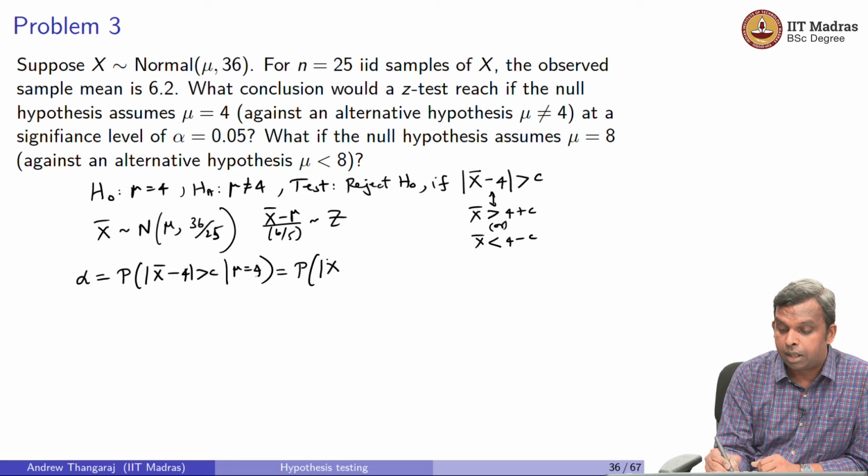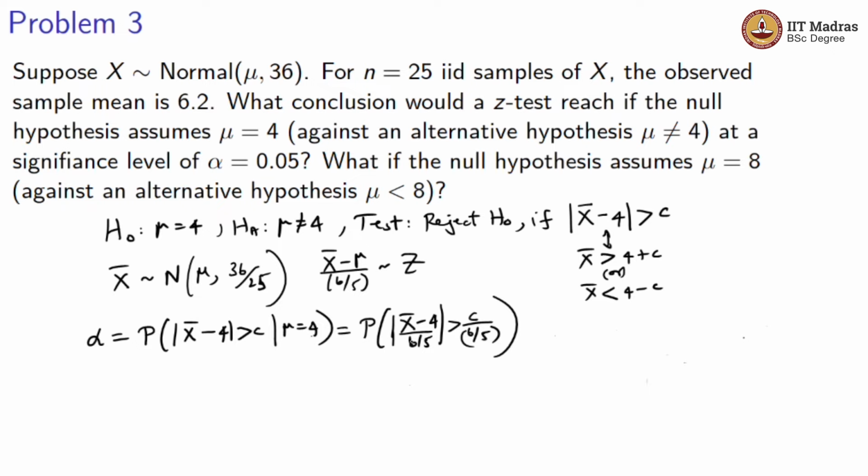Probability of mod x bar minus 4 by 6 by 5 is greater than C by 6 by 5. Okay, so now we see that this mod x bar minus 4 by 6 by 5 is going to be mod z, which is normal 0 1. So this is the same as probability that mod z is greater than C by 6 by 5, and this is two-sided.